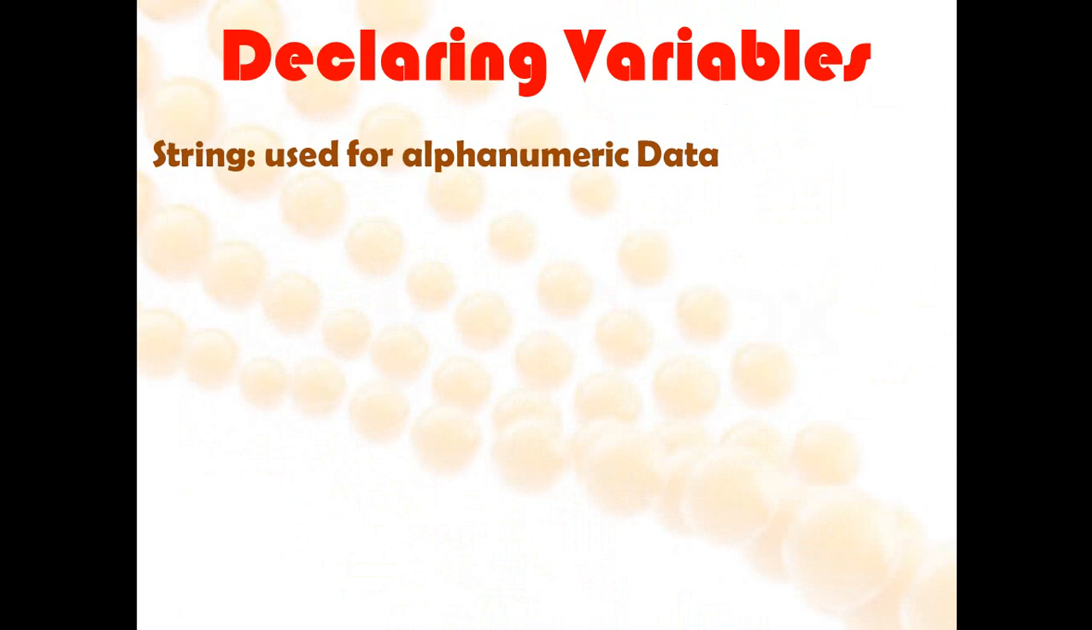A string holds alphanumeric data. It holds alphabets and letters and punctuation characters and numbers, everything, including white spaces. So an example is Dim username As String. Username here is known as the identifier or the variable name.